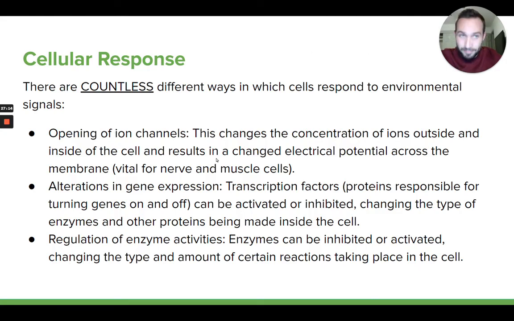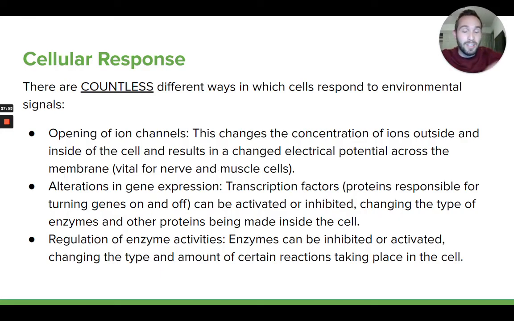And so the types of responses that a cell can have to signaling molecules, and the way they respond to other cells in the environment, there's lots of different responses that cells are going to have. Just some big picture examples. It could lead to certain ion channels opening inside the cell. And when ion channels open inside the cell, that can change the concentration of ions and the electrical potential across the cell. That can change the overall charge inside or outside the cell. That's super important for certain types of cells, like your muscle and your nerve cells. Those are really important for those to function properly.